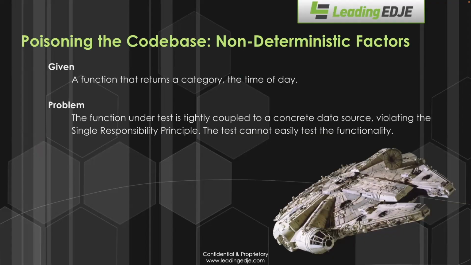The next thing we're going to talk about here is poisoning the code base. In this case, we're talking about non-deterministic factors, a lot of big words that basically say things that are hard to determine in advance. So a function that returns a category given the time of day. The problem here is that time of day is tightly coupled. It's a tightly coupled piece of data that we have to jump through some layers to isolate within our unit tests. Okay, this violates the single responsibility principle. Tests can't easily test that functionality that we're talking about within our code under test.